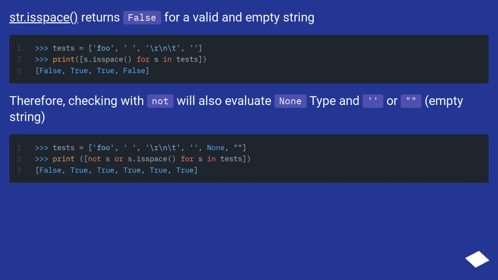str.isspace returns false for a valid and empty string. Therefore, checking with not will also evaluate None type and or empty string.